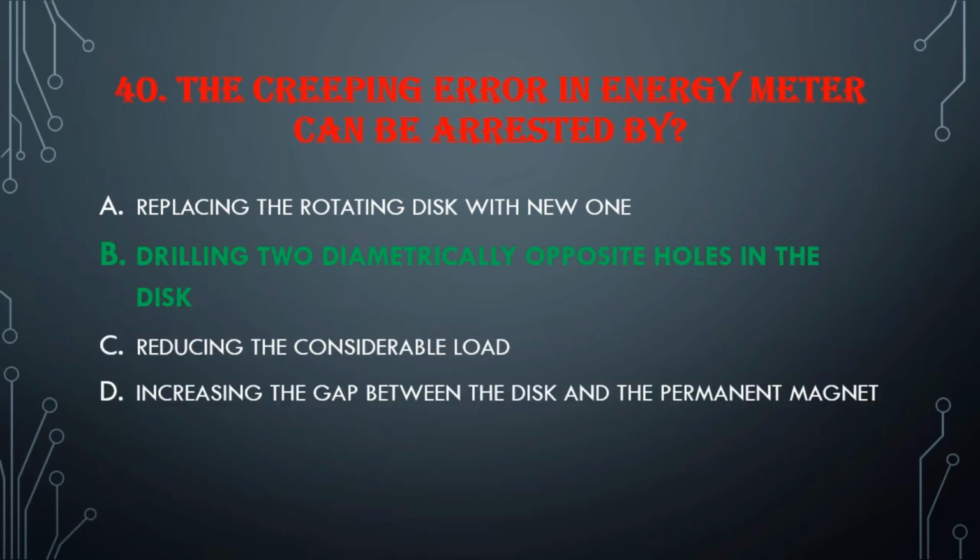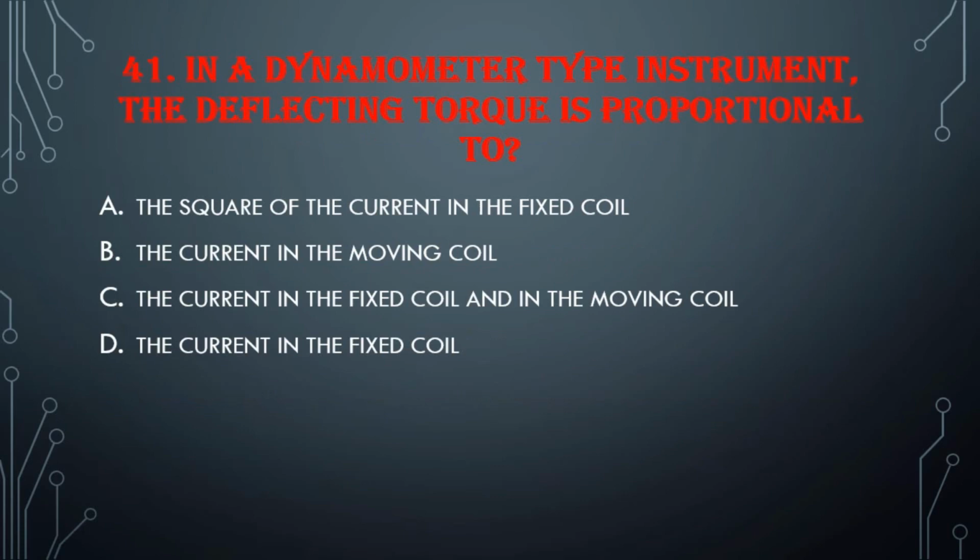The correct answer for this question, my friends, is B, drilling two diametrically opposite holes in the disc. The next question for you all, my friends, is that in a dynamometer type instrument, the deflecting torque is proportional to. The options are A.